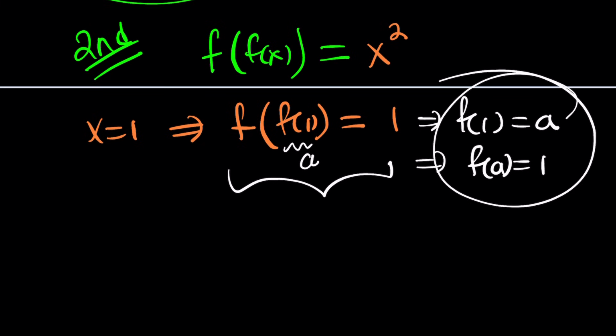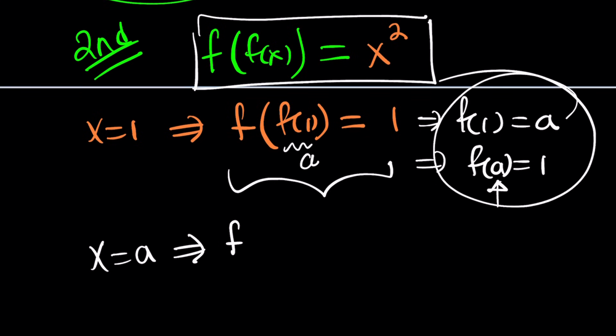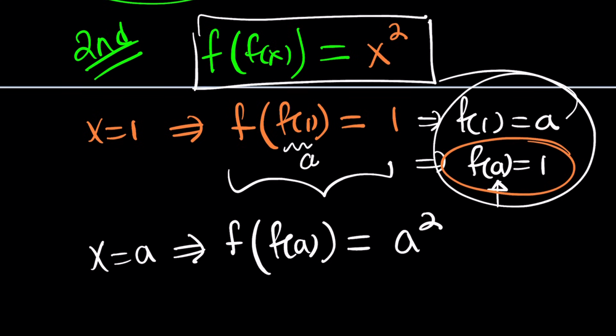Now, we're going to use these 2 pieces of information, because I think that's kind of like a system, don't you think? What is the next thing we should do? Well, it makes a lot of sense to replace x with a. Why? Because we want to get an idea about f of f of a. What is that going to look like? When you replace x with a here, of course, that's going to give you f of f of a equals a squared. Great. But is this helpful at all? Yes, because you know what f of a is. It's equal to 1. Ta-da. Replace f of a with 1, and you get f of 1 equals a squared.